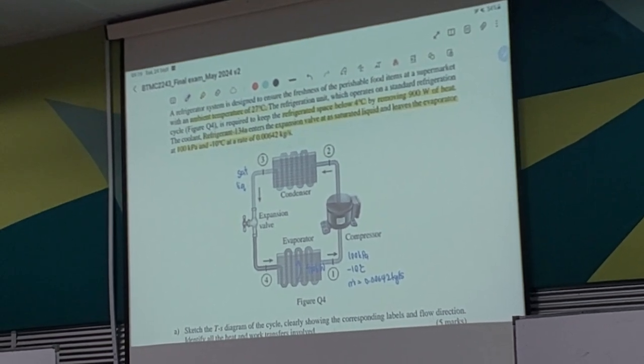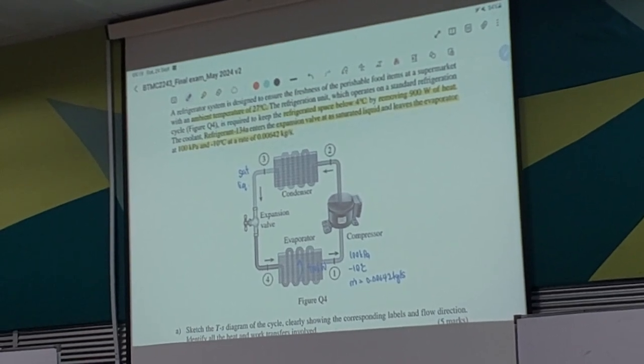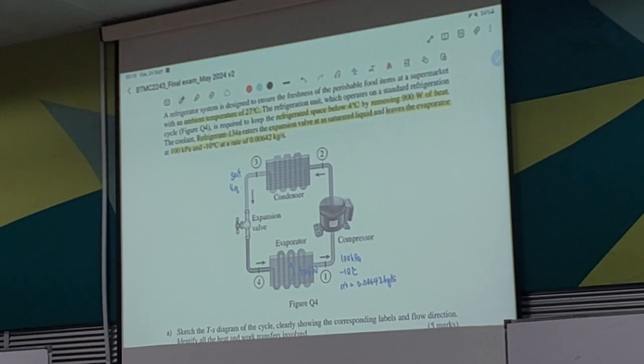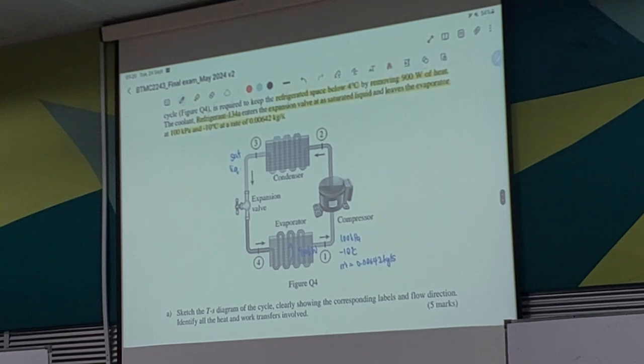So you will notice that I never make use of the 27 degrees Celsius and 4 degrees Celsius, because those two temperatures, what are they? Can anyone figure out? What are they? The 4 degrees Celsius and 27 degrees Celsius. They are the TL and TH.